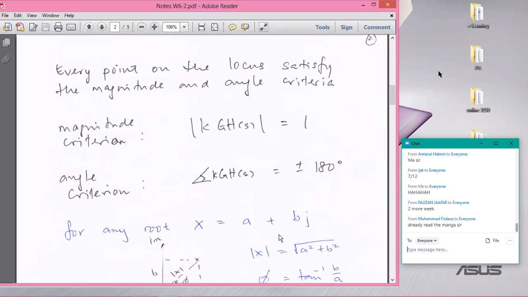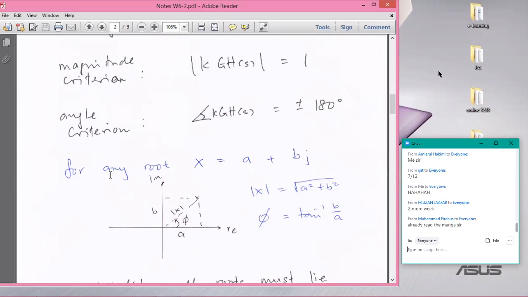Now, let me refresh you a little bit about complex numbers. A complex number consists of the real part, a, plus the imaginary part, b. A is the real part, B is the imaginary part. Graphically, you can present this as a point X. The magnitude is the distance from the origin to the point. You can use the Pythagoras theorem to compute the magnitude of a complex number.